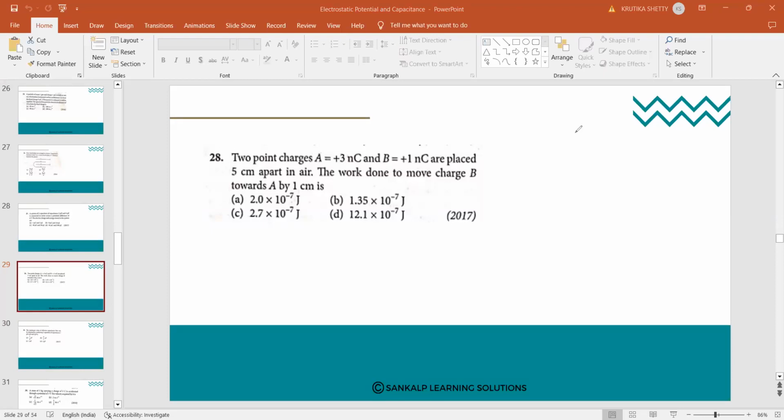The work done to move a charge B. So we are moving B towards A by 1 centimeter. Just 1 centimeter we are moving. Then if they ask what is the work done in doing so, look at the solution. Work done is equal to change in potential energy. Work done is equal to change in potential energy. So this is equal to UF minus UI.